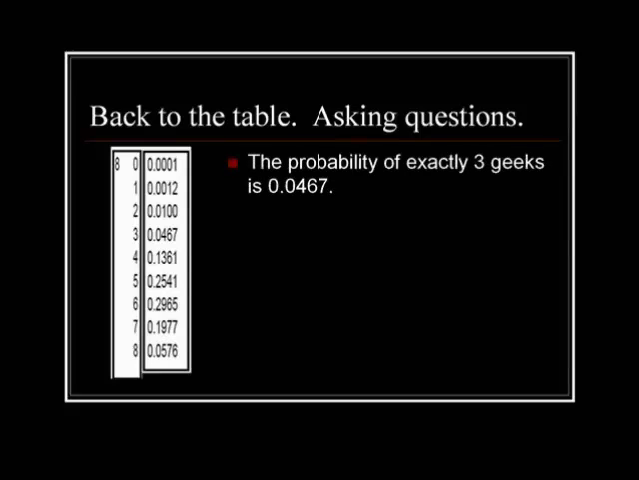Now we can ask questions like, what's the probability of getting exactly 3 geeks? So just go down to 3 and read across. That's 0.0467.